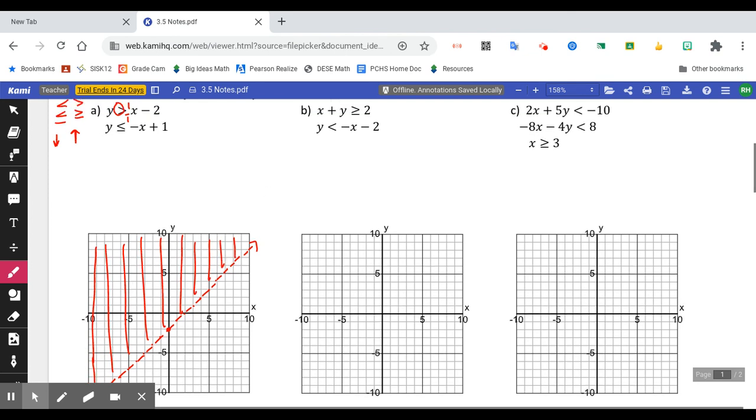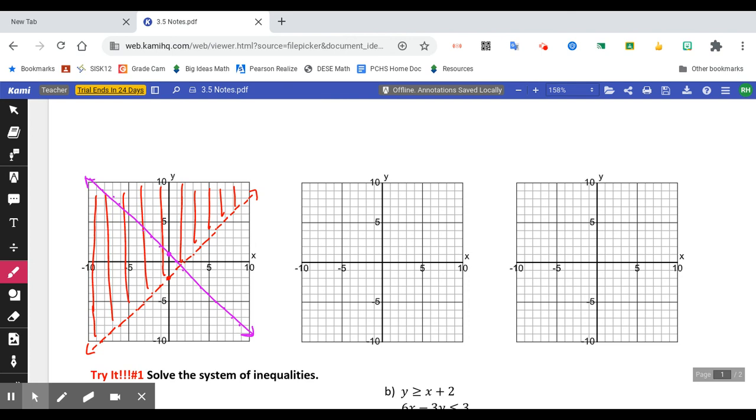Okay, let's do the other one. I'm going to switch colors so you can see a little bit easier. So I'm going to start at +1, so that would be right here. My slope is -1 over 1, so down 1, right 1, up 1, left 1. And it has an equal to, so I'm going to have a solid line. Now, this one says less than, so it's everything that is below the line.